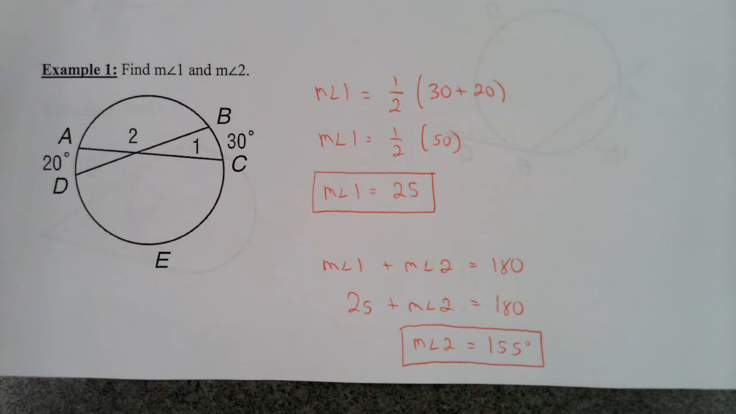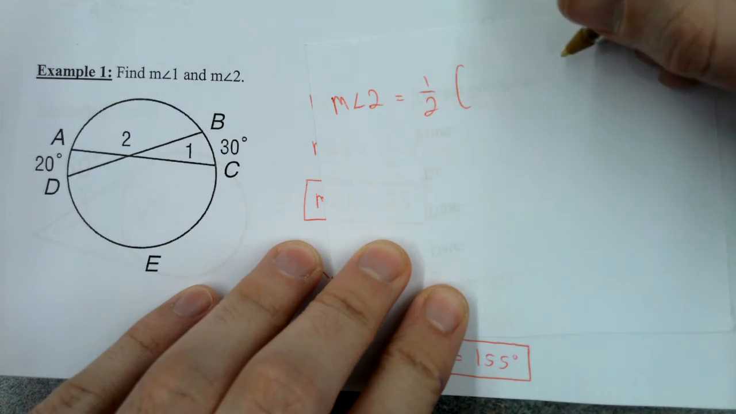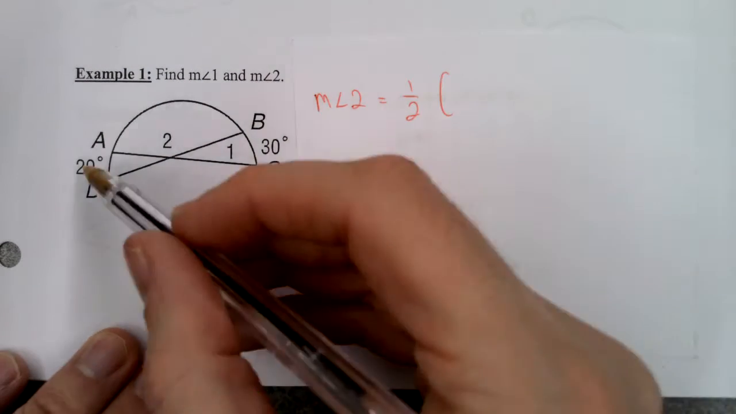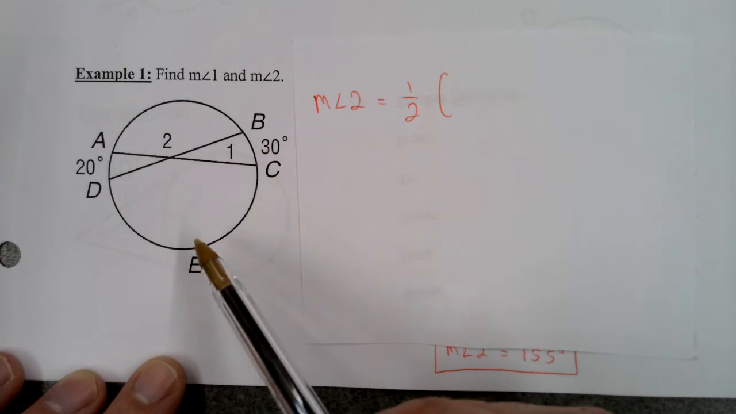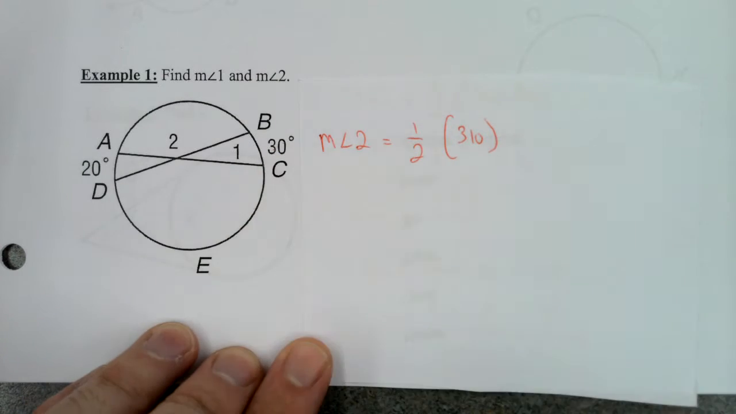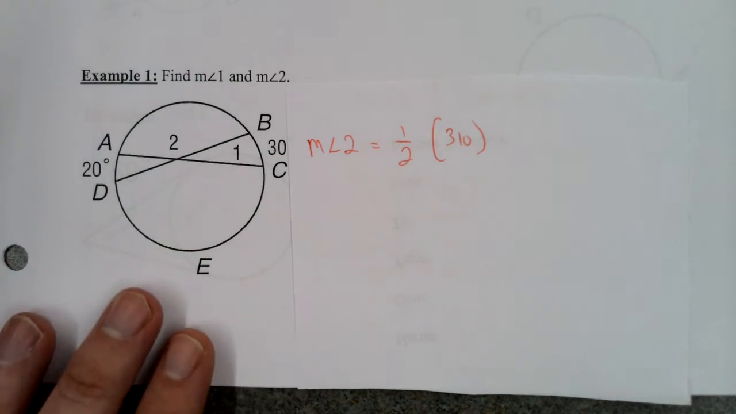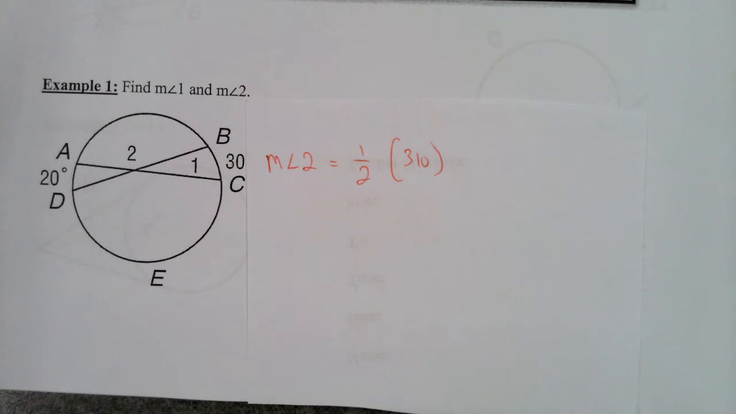There's another way you could do this. I'm just going to do that on a separate piece of paper, just because I'm running out of room. The other way you could do it is like this. The measure of angle 2 equals 1/2. If these two arcs add up to 50, then the other two arcs have to add up to 310 because all the arcs in the circle add up to 360. So using the theorem right above, the measure of angle 2 equals 1/2 of 310, which equals 155.